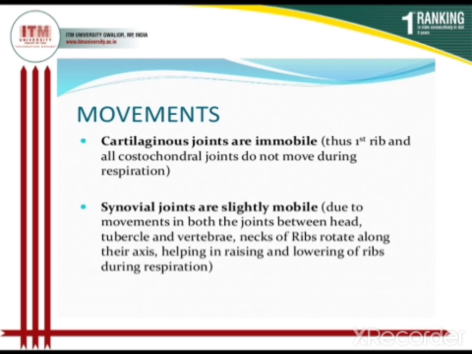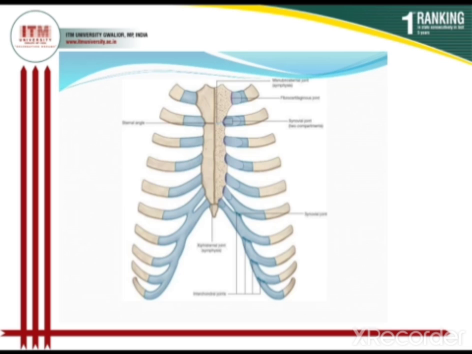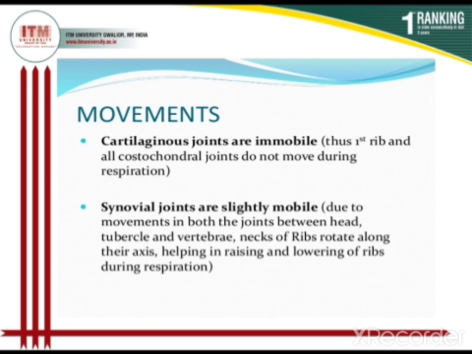So in these synovial joints between the ribs and the vertebrae, due to the movements of both the joints between the head, tubercle and vertebrae, the neck of the rib rotates along its axis, helping in raising and lowering the ribs during respiration. The cartilaginous joints are immobile and do not move during respiration, but the synovial joints slightly move during respiration.